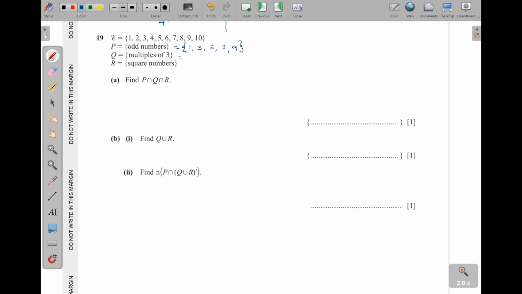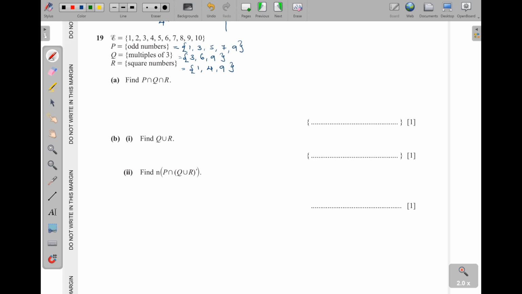And then multiples of 3. 3 is a multiple of itself. So we have 3, then we have 6, we have 9. And then square numbers, that is 1, then we have 4, and then 9.